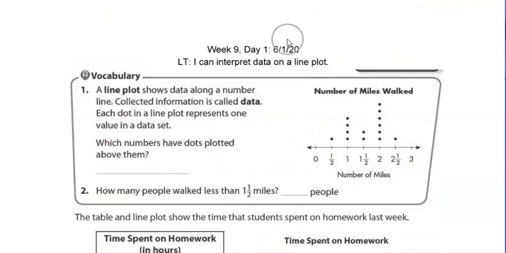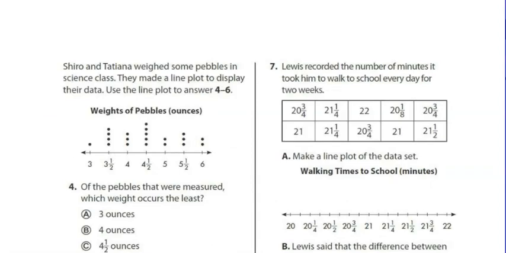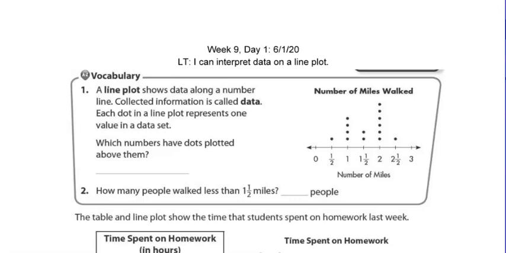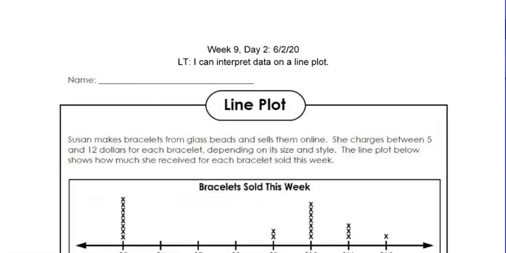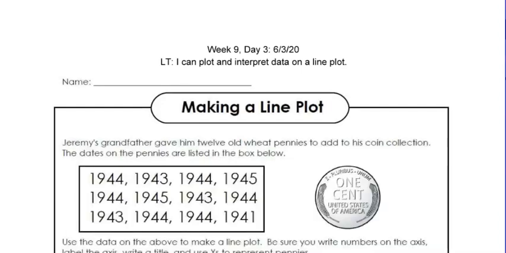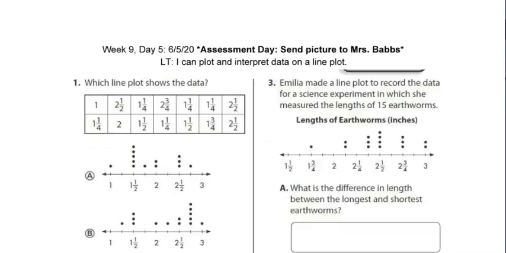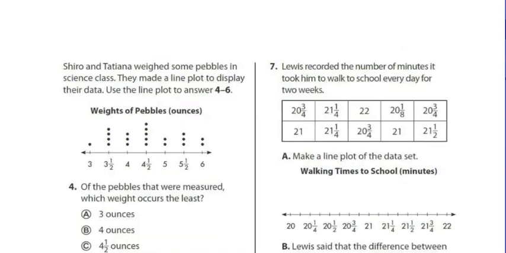Starting on page 8, page 8 is going to be the assignment for June 1st. You're going to be using the week 9 work all the way through, I believe, page 13. Pages 8 through 11 are going to be the specific days: day 2, day 3, day 4. And then on day 5, on Friday, it says assessment day, send a picture to Mrs. Babbs. On pages 12 and 13, you have a couple of questions.